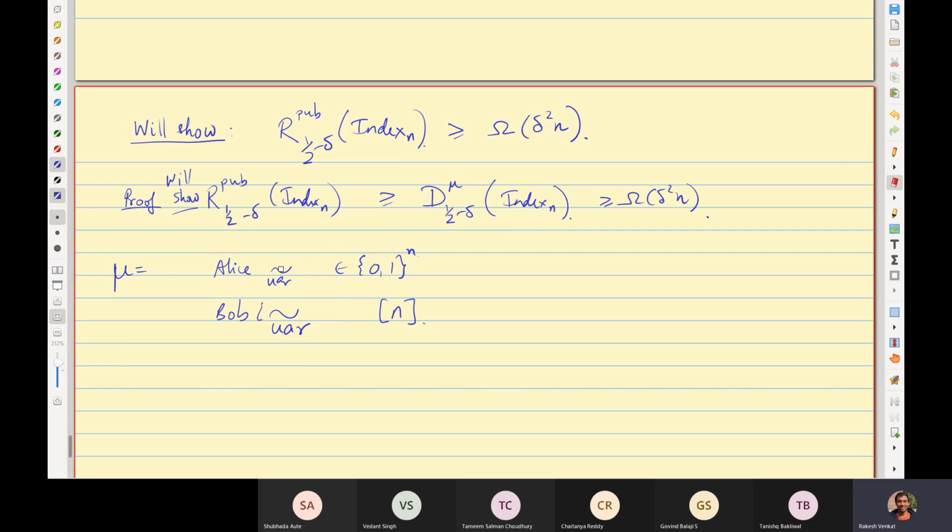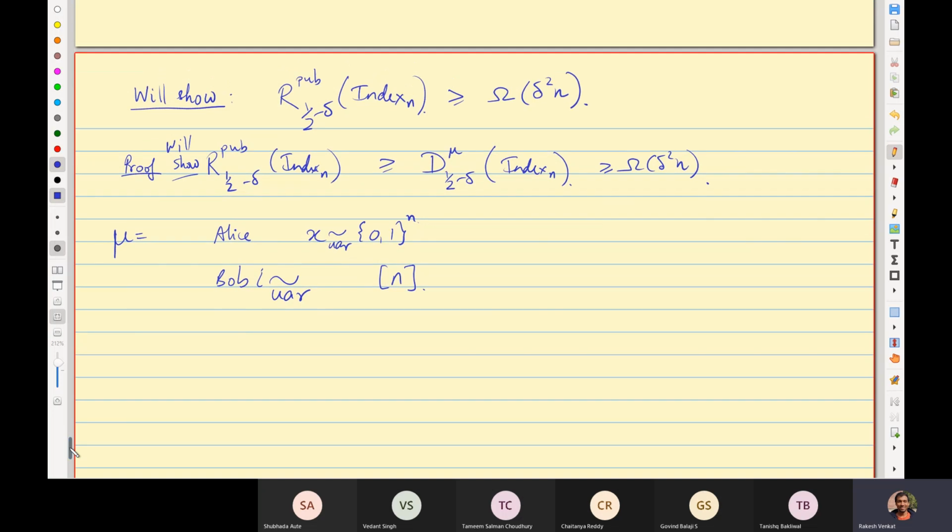Let me fix the notation, I should write it properly. So I is drawn from [n], X is drawn from 0, 1 raised to n. So this is my distribution. And we'll start off by saying that suppose there's a deterministic protocol for this.